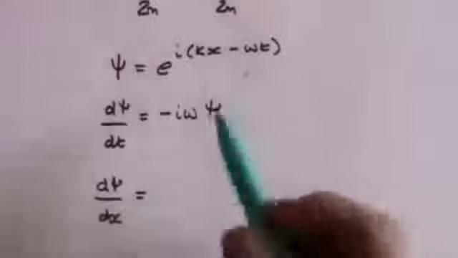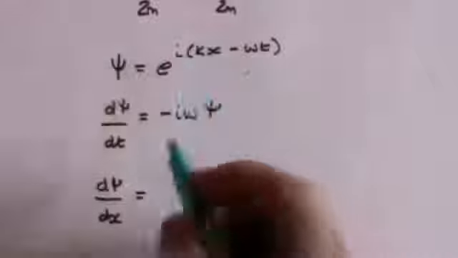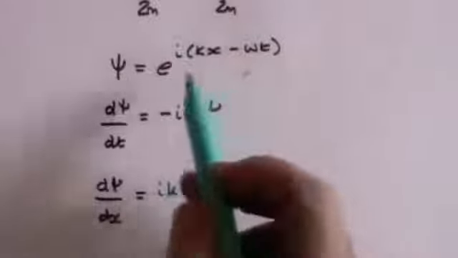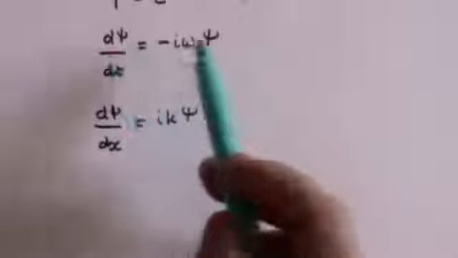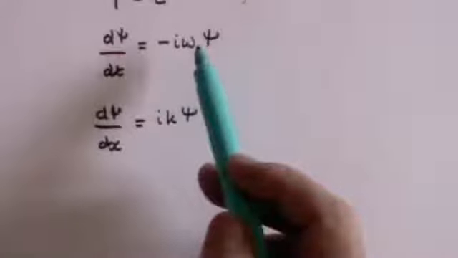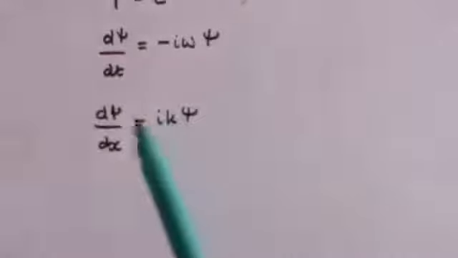Similarly, if you differentiate with respect to x, so d psi with respect to x, this time you bring down the ik and leave the term as it is, so it's ik psi. Now if I divide both sides of this equation by minus i omega, I will get psi. And if I divide both sides of this equation by ik, I will get psi. And so those two will be the same.